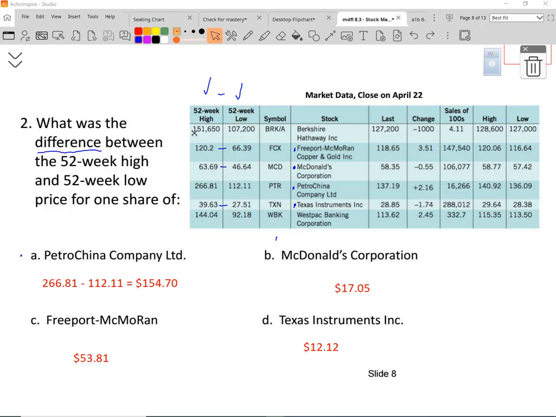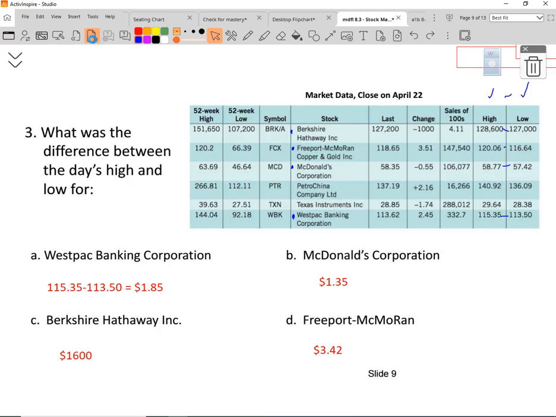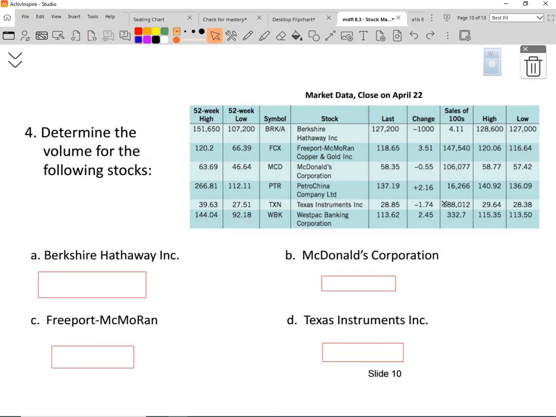Good? Okay. The volume. So remember, you're not going to see the word volume. You're going to see sales of 100. This is the volume. Berkshire Hathaway Incorporated, their volume is only 4.11 hundredths. So that's 4.11 times 100. So the volume of trading for this one day, April 22nd, was 411 shares.